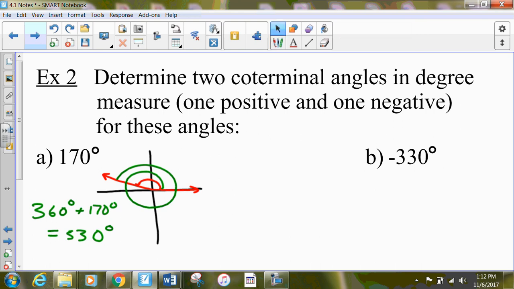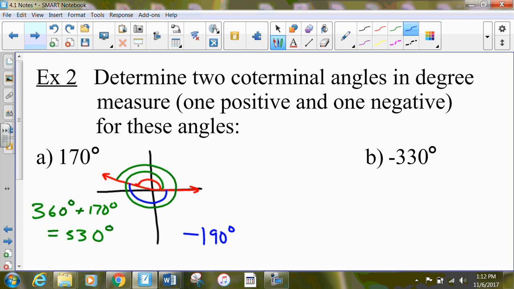Another way to find a coterminal angle that's negative, because we want one positive and one negative, is we could do it using the graph and doing it visually. I could say, well, if I went in a negative direction, I'd go this way, negative 180, and then another 10, right? So I went a negative 180 plus another 10, that would be negative 190 degrees.